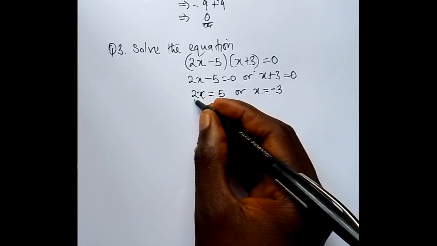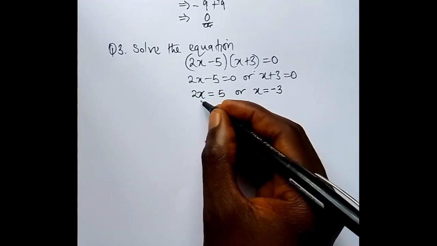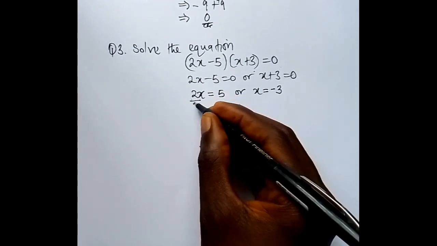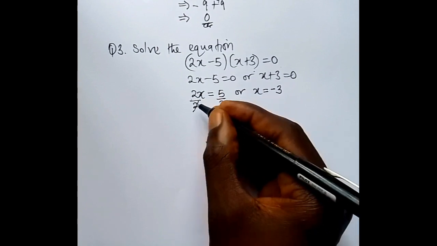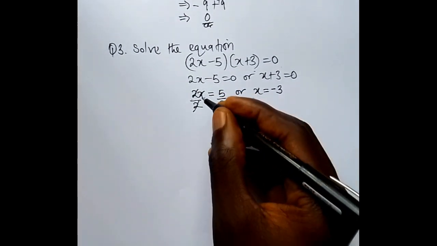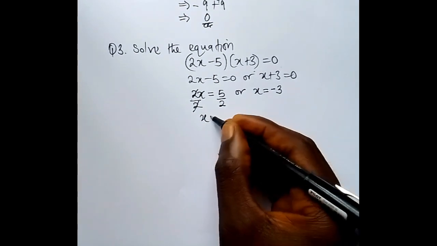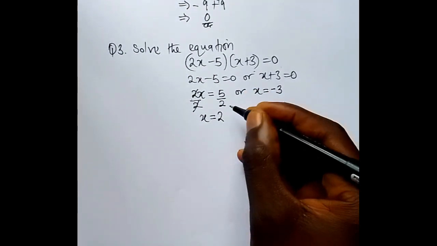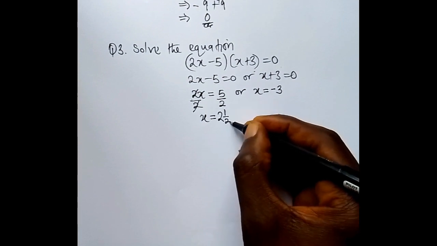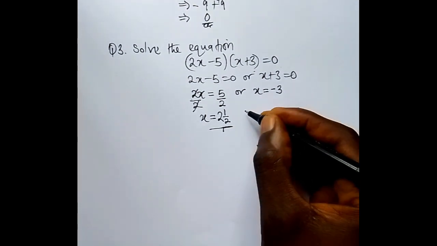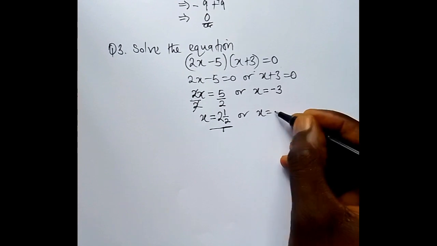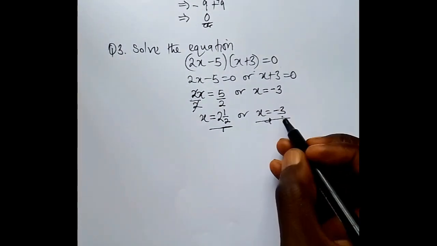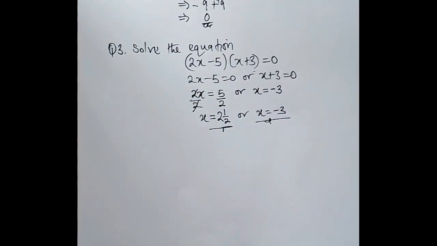negative. And further solving this side, we'll divide by 2, even this side by 2. 2 into 2, that's 1. 1 times x gives x equal to 2 into 5, that gives 2, remainder 1, so 5 over 2. Or x equal to negative 3. So these are the two values of x for the equation.